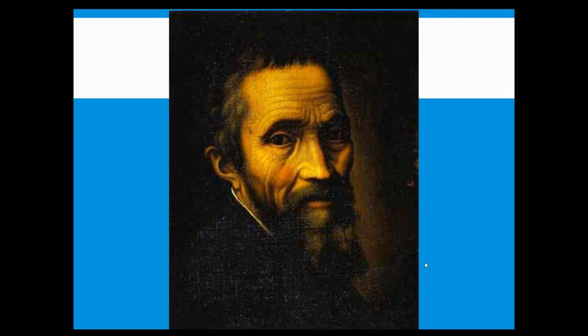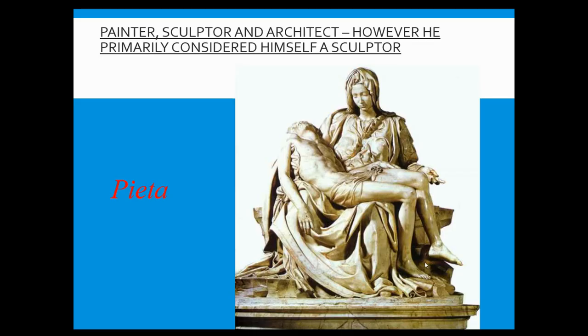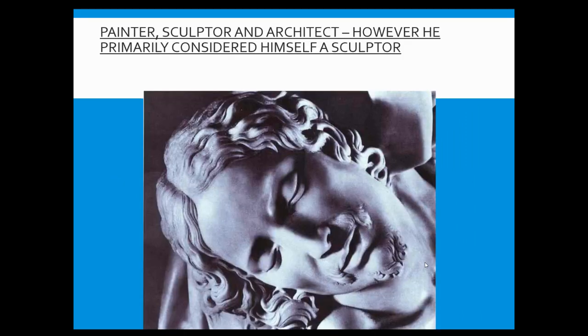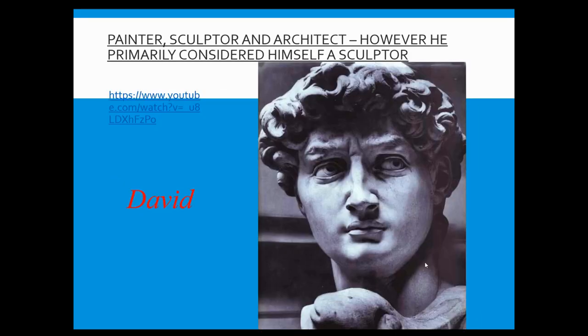So this is him. This is a self-portrait. And then these are some of his famous artwork. So this is Pieta. So this is all carved out of marble, which is really, really impressive, especially with the amount of details he put into it. And then his most famous artwork is David.